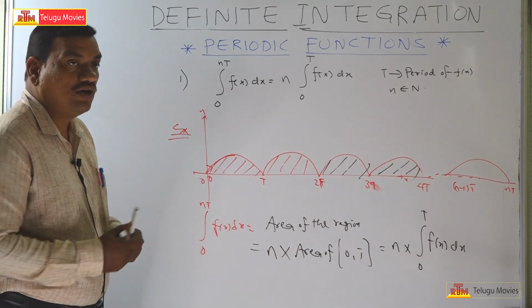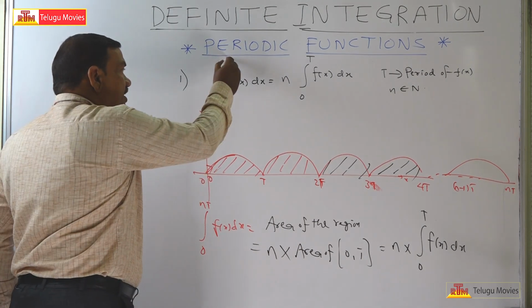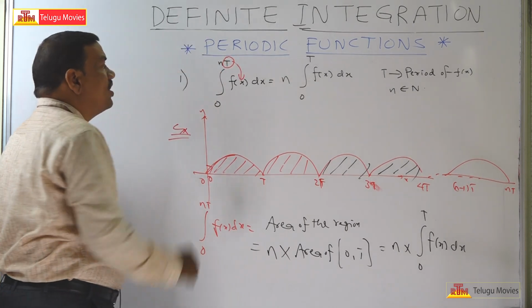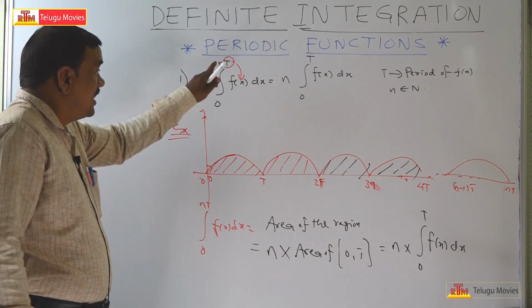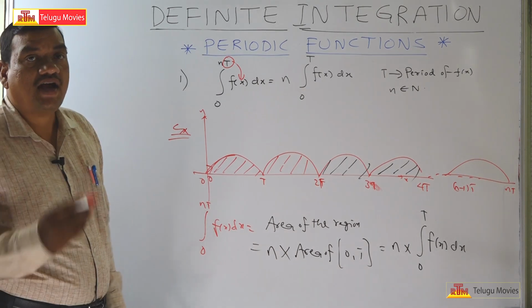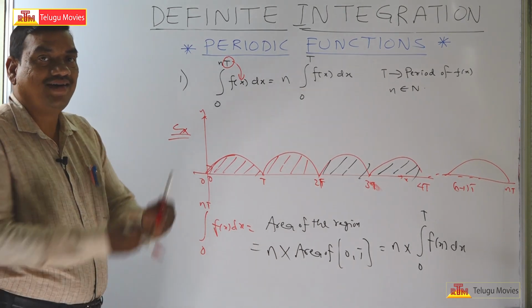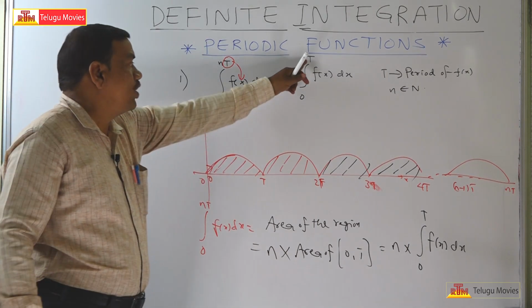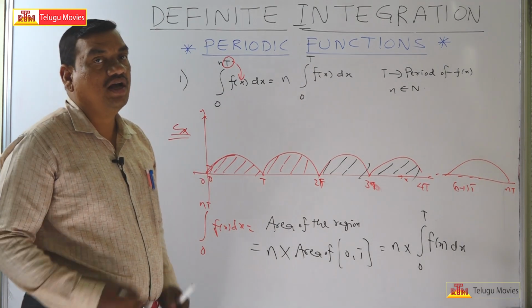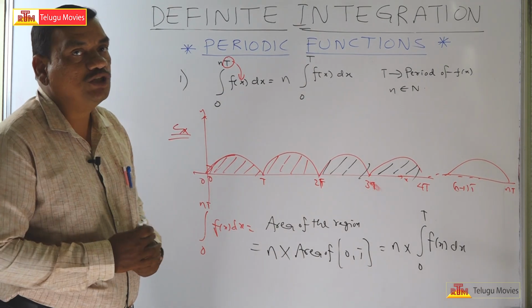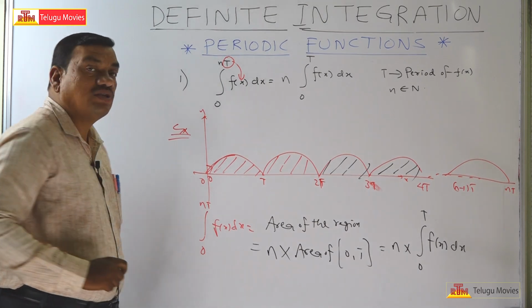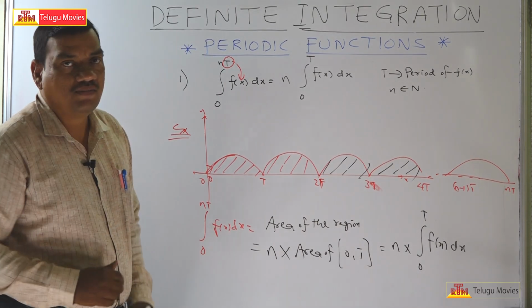What you have to remember is that T should be the period of the function f(x). Then only can you bring the n down, and n comes here as a coefficient. I hope you understand this property. Some more such properties are there. Let us see those properties.